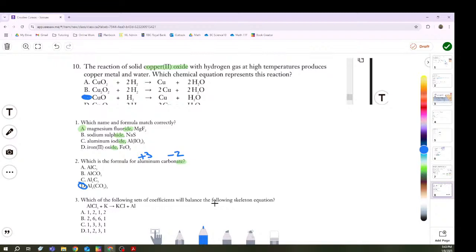All right, how about what are the coefficients that we would need to balance this equation? What is not balanced right now that needs something? Chlorine is not balanced, right? So what could I do to balance that? Yeah. Good.